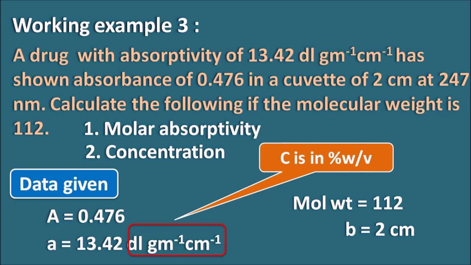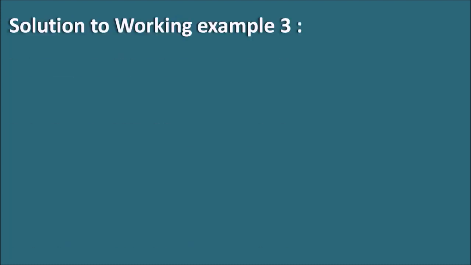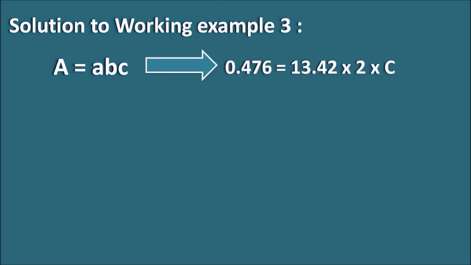So from this absorptivity we have to calculate the molar absorptivity as well as the concentration of the drug in the given sample. Now let us see the solution to this working example 3. Again, which equation we have to use? We can use the same equation, A is equal to abc, where small a is the absorptivity. By substituting the values in this equation, 0.476, because absorbance is given as 0.476, is equal to 13.42, where absorptivity is given as 13.42, into 2, because the path length is 2, multiplied by concentration, which we have to calculate.